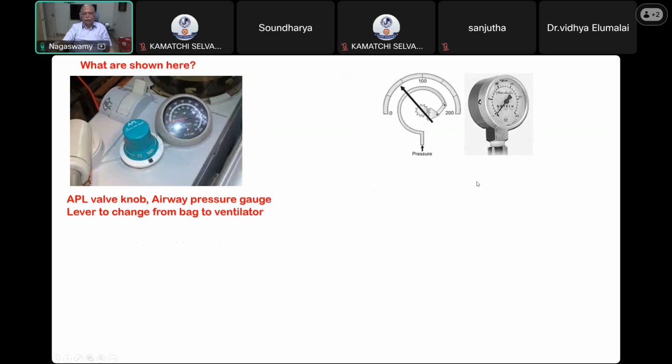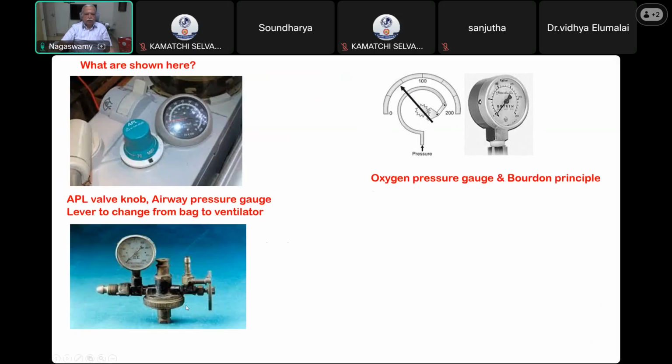What do you see here? Pressure gauge for oxygen is shown here, and the principle it is working on, the Bourdon principle, is also shown in the picture. So oxygen pressure gauge and Bourdon principle. What is this? This part has been removed from the machine and displayed here. So this is a pressure regulator with the pressure gauge.